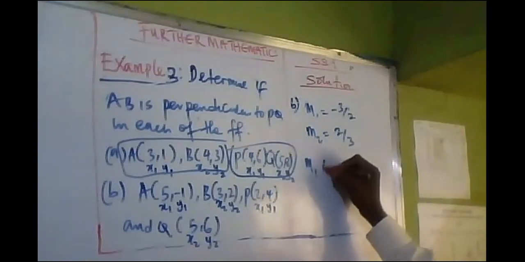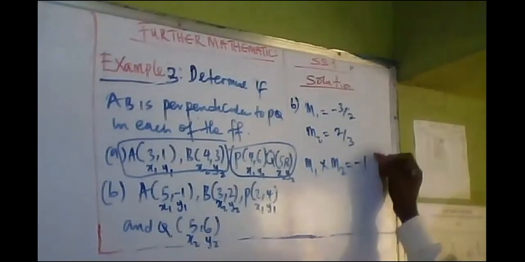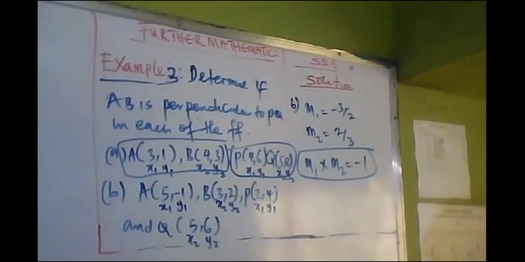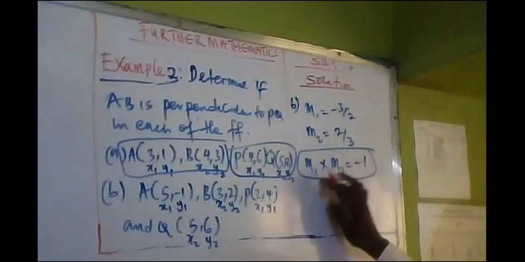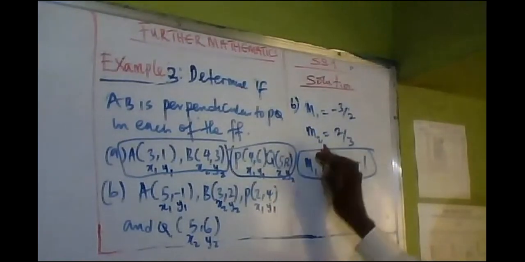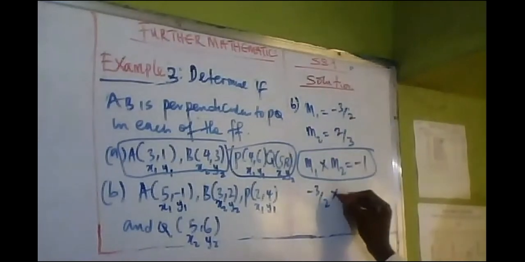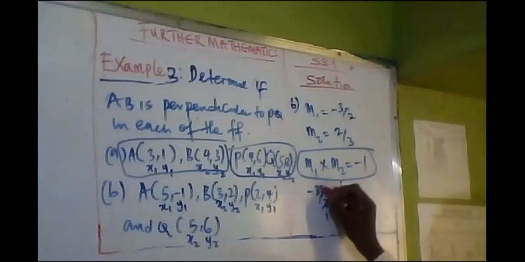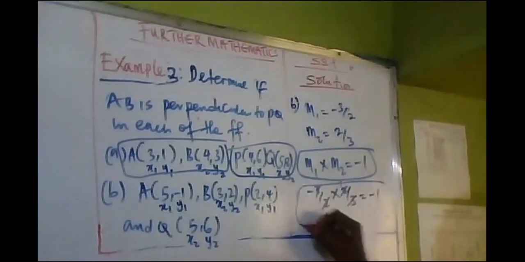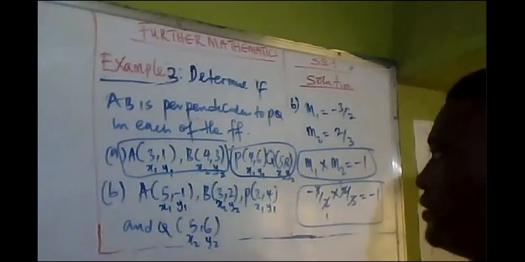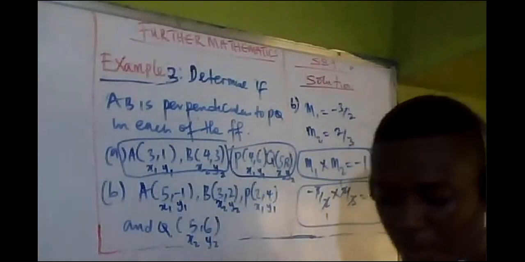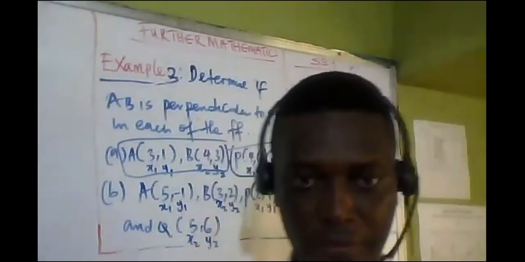So let's multiply M1 times M2 to see whether we have minus 1. This is the condition for perpendicularity. If the lines are perpendicular, when you multiply the gradients, you get minus 1. So M1 is minus 3 over 2 times 2 over 3. This cancels this, and we get minus 1. And since we got minus 1, the first one is parallel, the second one is perpendicular. Okay?